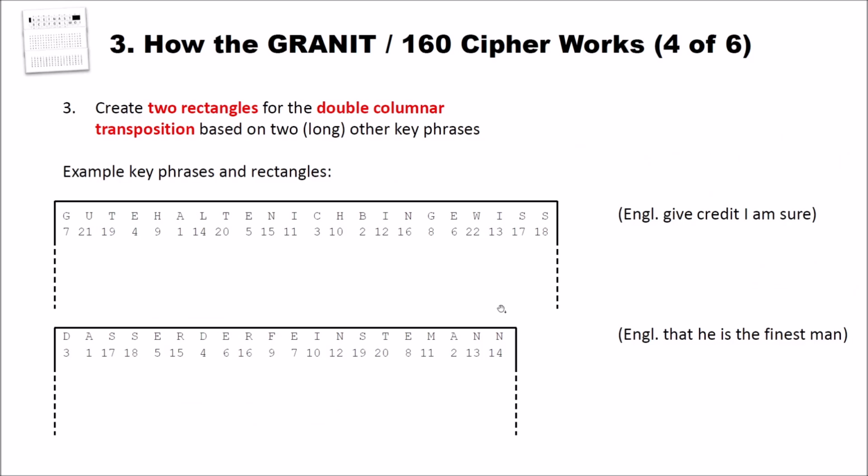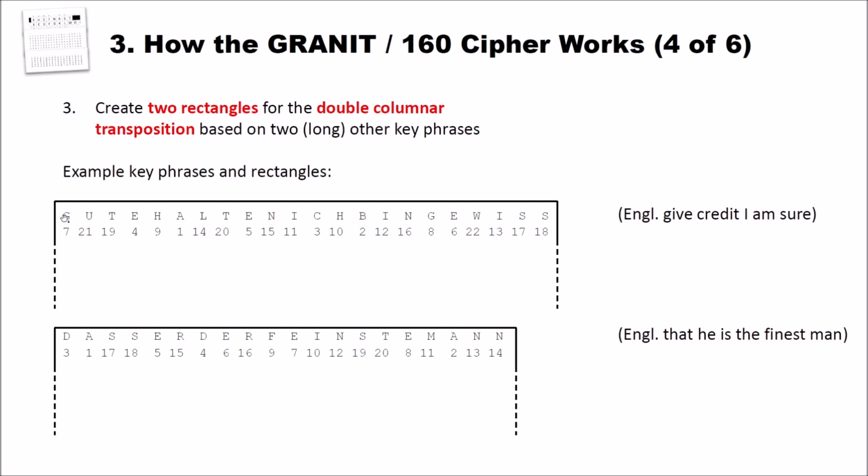In the next step, we have to create 2 rectangles for the double columnar transposition cipher based on 2 long other key phrases. And here we have 2 example key phrases and 2 example rectangles. We have Gute halten, ich bin gewiss, this is English for give credit, I am sure. And then, dass der feinste Mann, in English, that he is the finest man. Where we obtain these key phrases we will learn later, but first let's see how we use the key phrases.